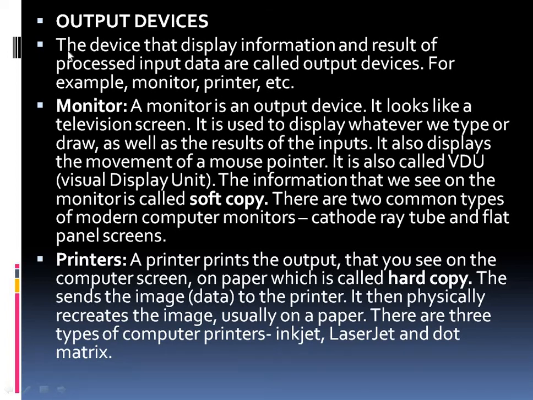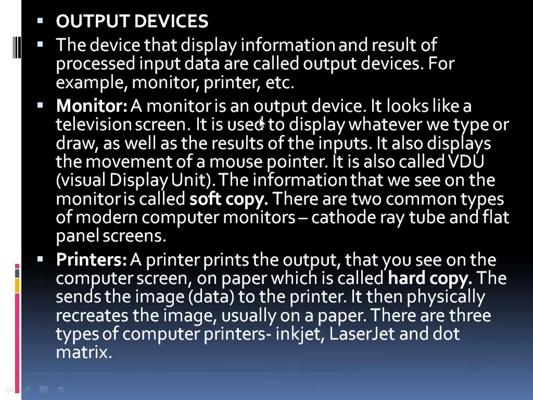Output devices. The devices that display information and results of processed input data are called output devices. For example, monitor, printer, etc. Students, when you use an input device to enter the data into the computer, this data is processed and produces output or information with the help of an output device. Where you can see this type of information? You see the information on the monitor and printer. So these are called output devices.